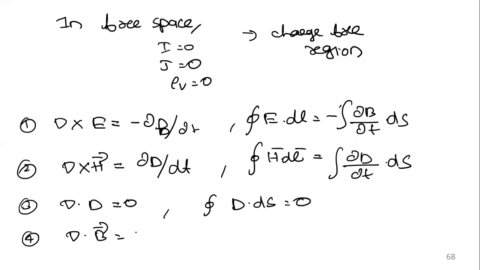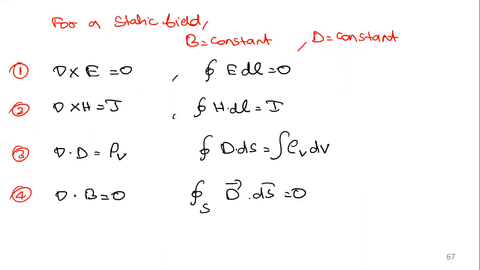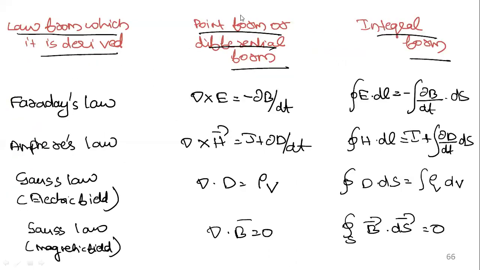From the examination point of view, I think they are asking only static and time varying, but they can ask for free space. Free space is in the syllabus, so you should know how to modify the equations. So that's all about Maxwell's equations for time varying as well as static electric and magnetic fields.